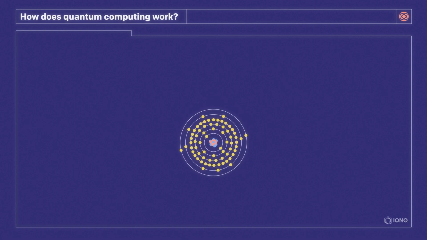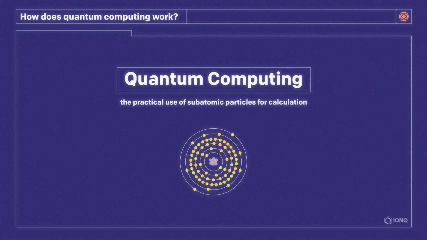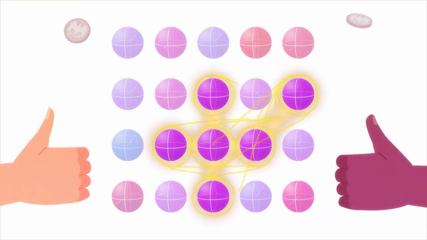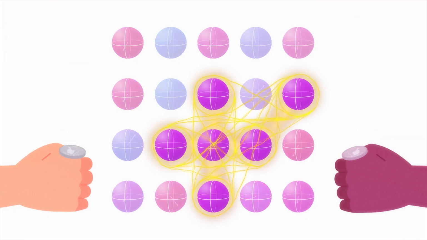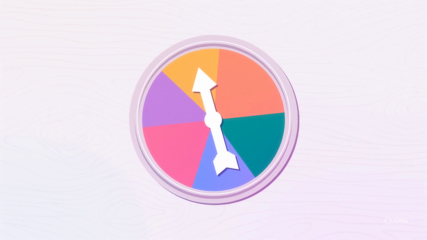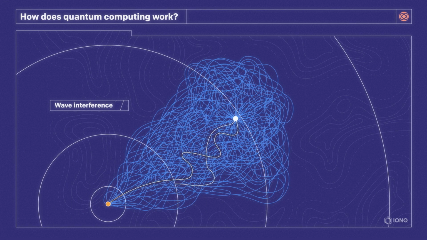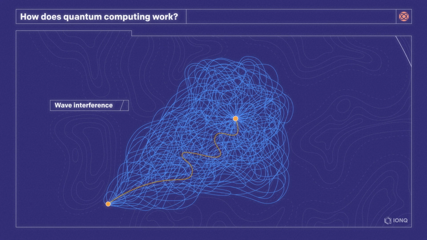So to sum it up, quantum computing is the practical use of subatomic particles for calculation. It leverages superposition and entanglement to manipulate qubits. The qubits contain all possible answers to a very complex question. Then, using wave interference, all the wrong answers get canceled while only the best possible solutions remain.